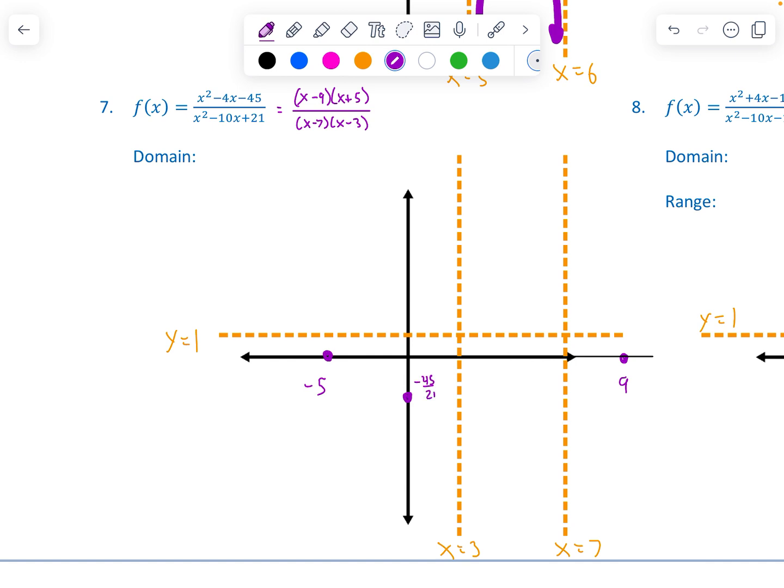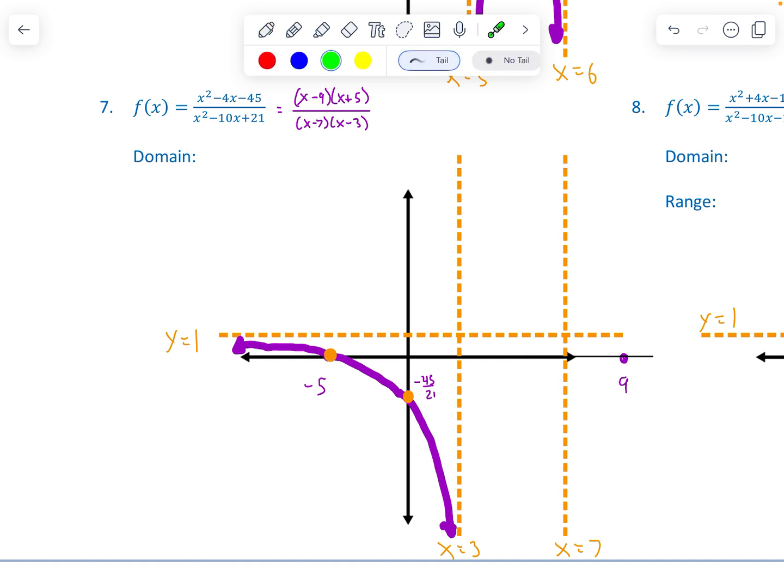So now that does shape this part for us. It's got to go like that, because it has to pass through both of these points. So it comes like this, through the y-intercept, through the x-intercept, and then flatten out towards the horizontal asymptotes.